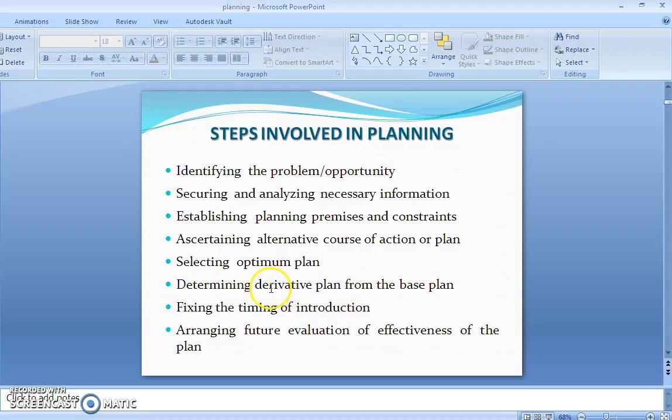Then we have to determine the derivative plan from the base plan. Then we have to fix at what time the plan has to be introduced, and arrange the future evaluation of the effectiveness of the plan.